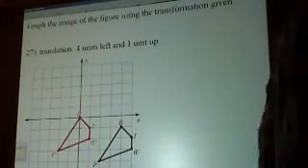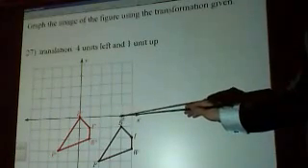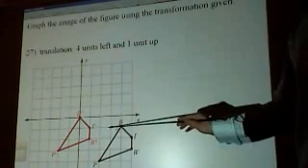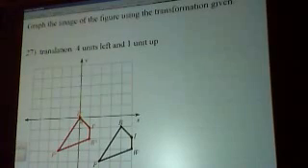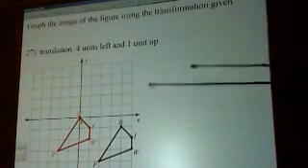And this is what it should look like, okay? Everything moved up, 1 unit up, 4 units left. Or 4 units left and 1 unit up. It doesn't matter what order you go to, you're going to get to the same place either way. So just move the points that way.